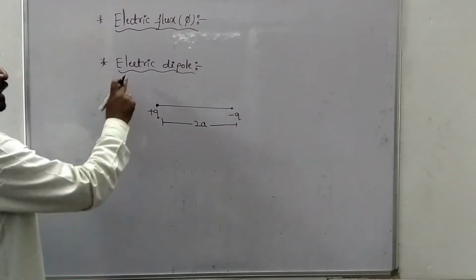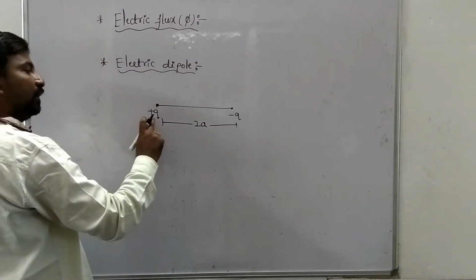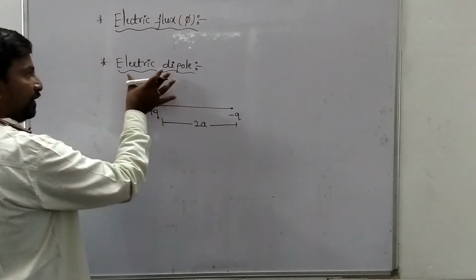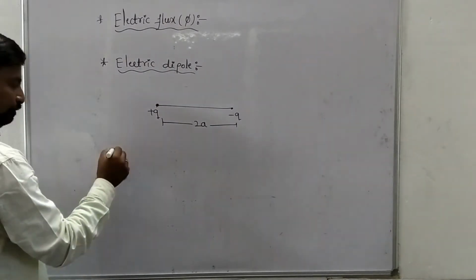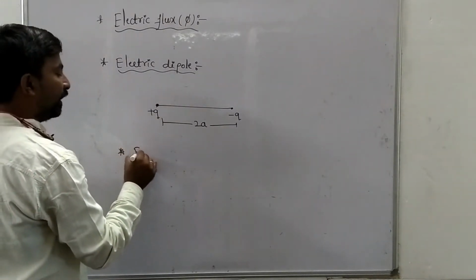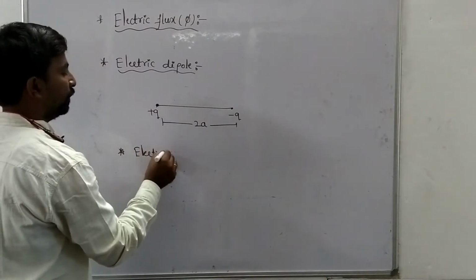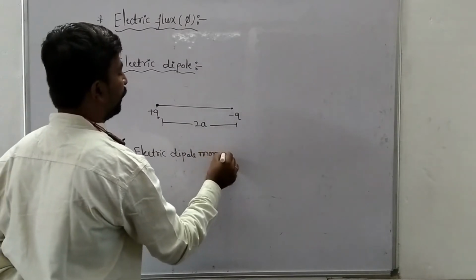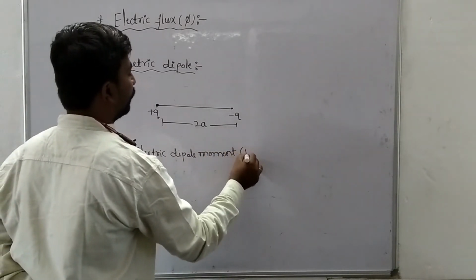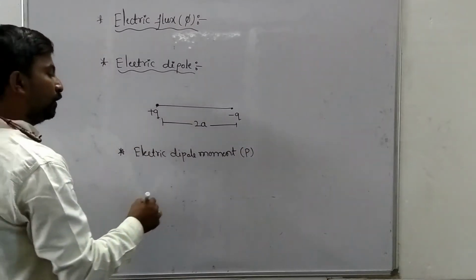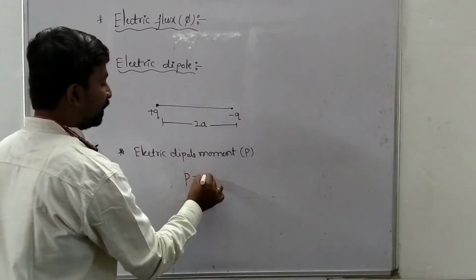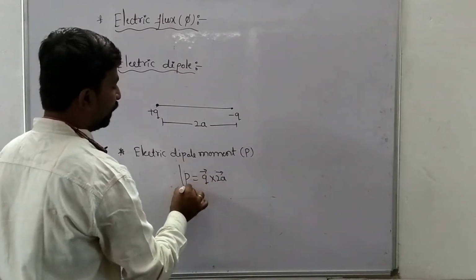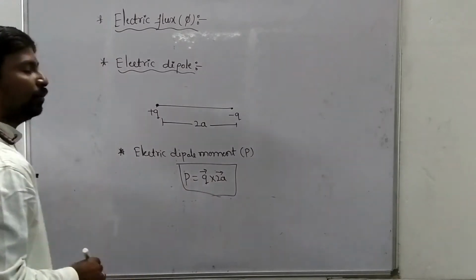So that is called what? Electric dipole. So the system of two equal and opposite point charges separated by a small distance is called what? Electric dipole. So electric dipole moment, and it is denoted by P. The product of either charge and the separation of the distance is called what? Electric dipole moment. So P is equal to Q into 2a.